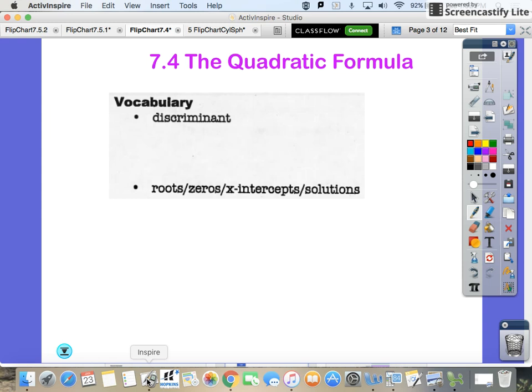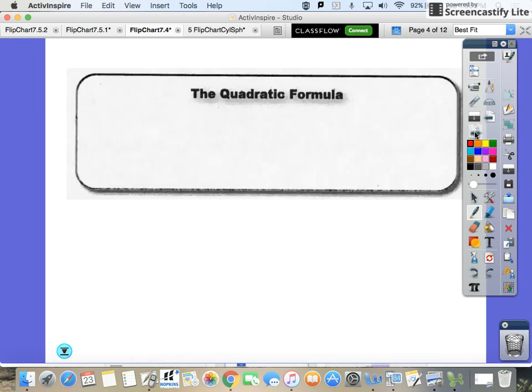This is lesson 7.4 about the quadratic formula for algebra 2. So there's a couple terms to define. One of them is discriminant. Before we get to the discriminant, I want to skip forward one page. If you can flip, or just look further down in your notes, I want us to fill in the quadratic formula first.